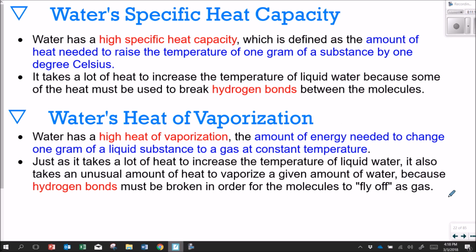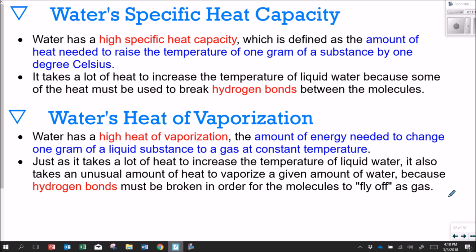Water has a high specific heat capacity, which is defined as the amount of heat needed to raise the temperature of 1 gram of a substance by 1 degree Celsius. It takes a lot of heat to increase the temperature of liquid water because some of the heat must be used to break the hydrogen bonds between the water molecules. So hydrogen bonding again.